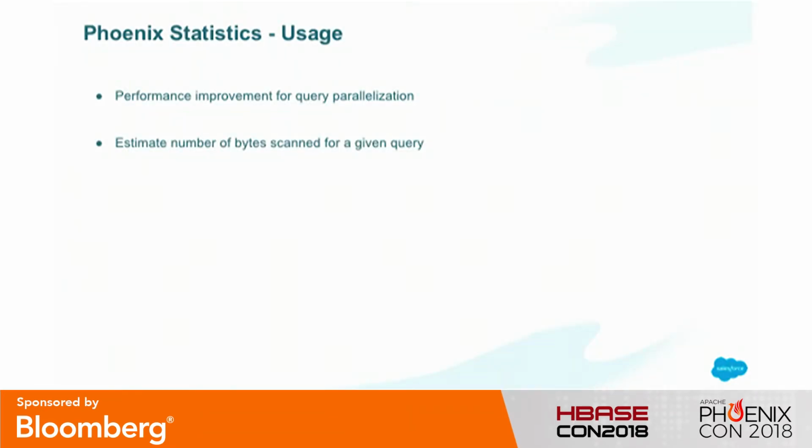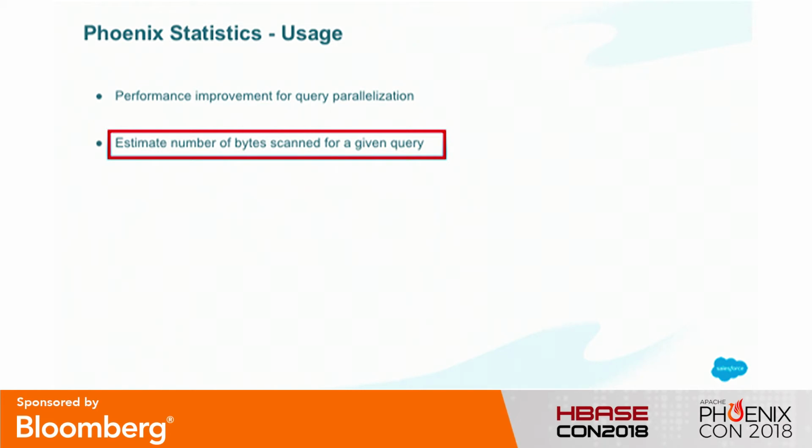Next is Phoenix Statistics usage. As some of you here might know, Phoenix Statistics has been widely used for query parallelization, that is, using the guidepost information to determine whether a query can run across multiple region servers. Now we went a step ahead of that, and rather than using Phoenix Stats for query parallelization, we enhanced Phoenix Stats to use the statistics information to determine the query complexity at runtime. And how we do that is we use the guidepost information which we store in system.stats to determine the estimated number of bytes that a query will take based on its query filter parameters and the guidepost information.